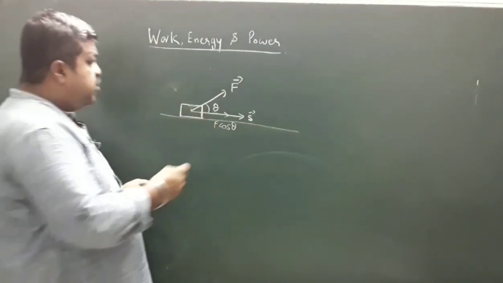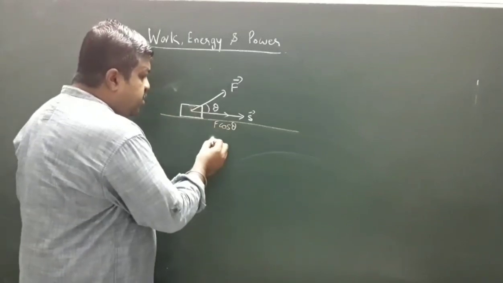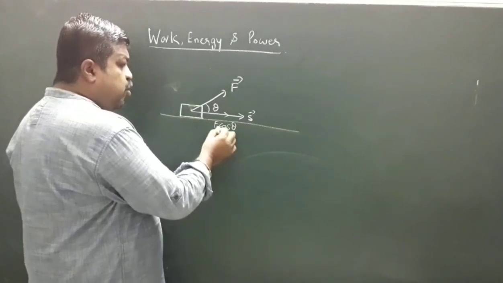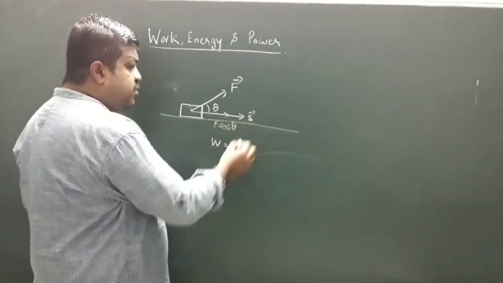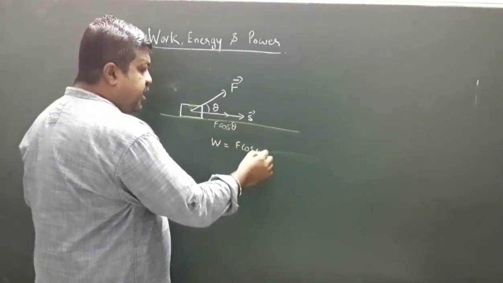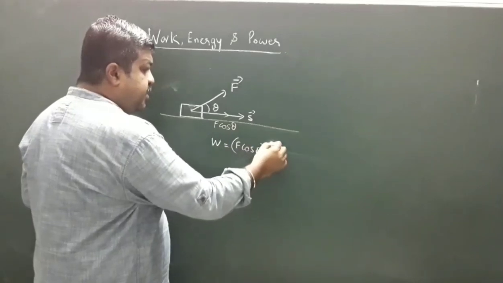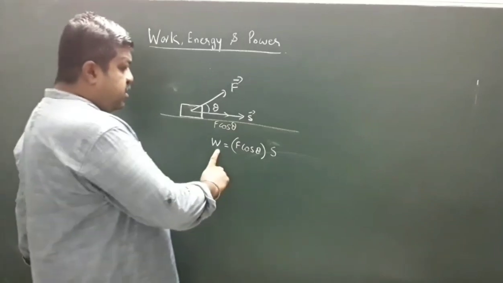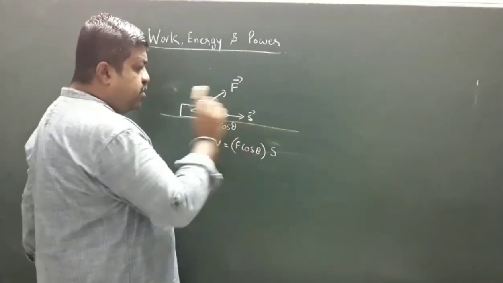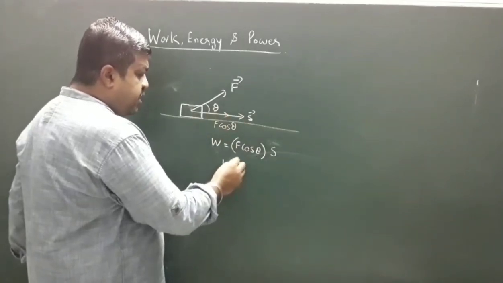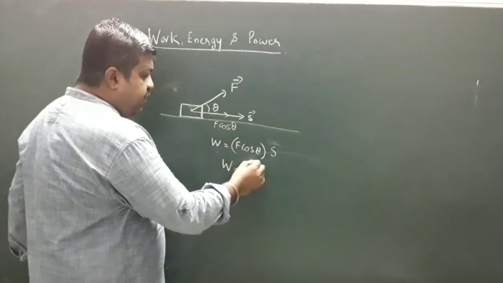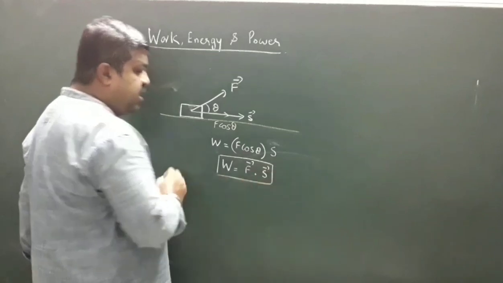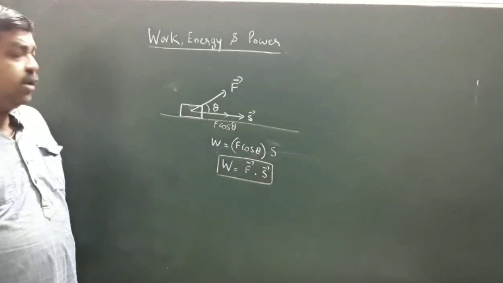Now, how do you define work? We define work as the product of component of force in the direction of displacement and the magnitude of displacement. So W is equal to F cos theta into S. So this can be written as W is equal to F dot S. So this is the mathematical form for work done.